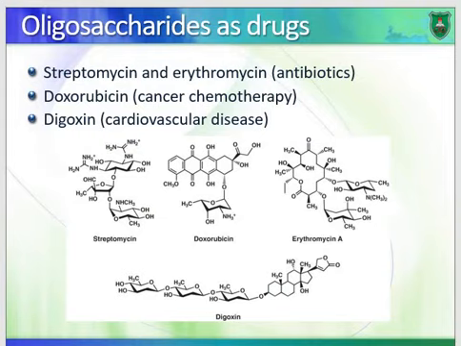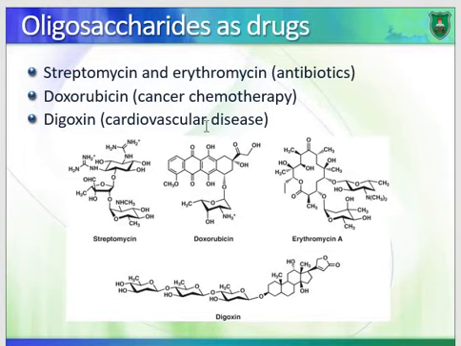The last example on oligosaccharides is using them as different types of drugs. These are synthesized molecules. They're not naturally occurring compounds, but in terms of structures they're actually oligosaccharides, such as some antibiotics like streptomycin and erythromycin. This is the structure of streptomycin and this is erythromycin. Notice these are the sugar molecules. These are the sugar molecules as part of their structures.